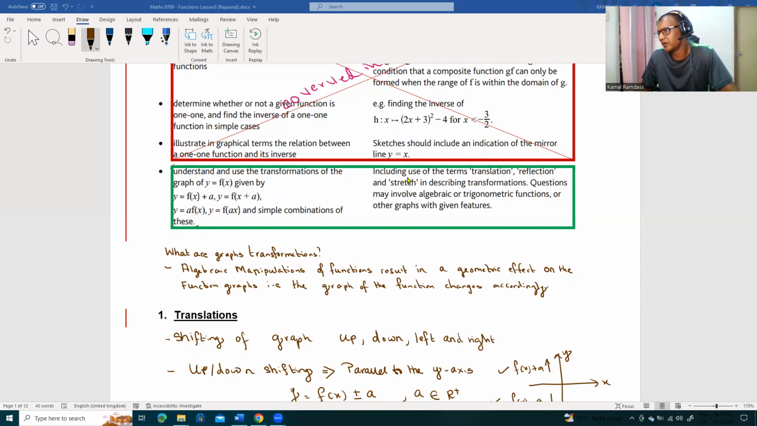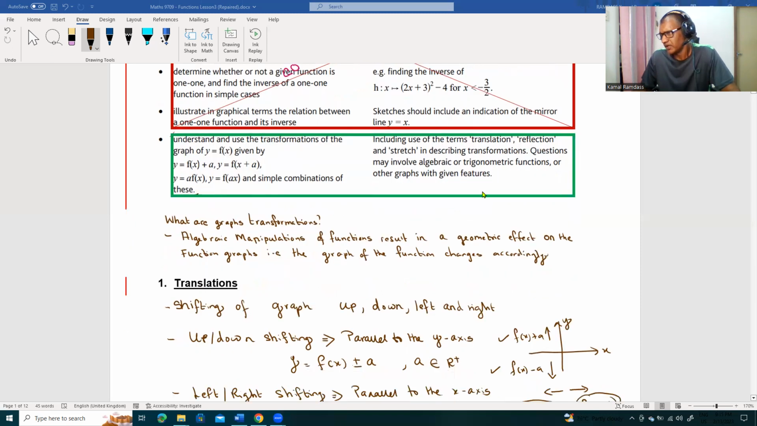Bon, évidemment, including use of the terms translation, reflection, stretch to describe these transformations. Et questions may involve algebraic or trigonometric functions or other graphs with given features. OK. Et ça, il n'est pas trop important, du moment que nous comprenons comment manipuler un graphe et que nous sommes capables de manipuler le graphe.